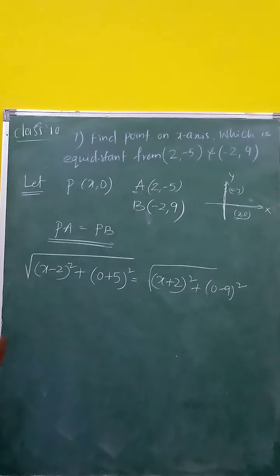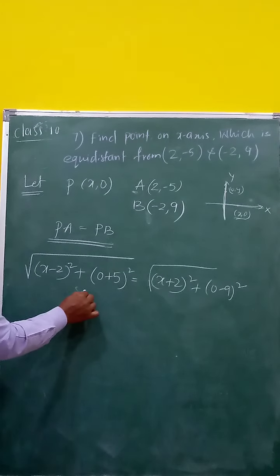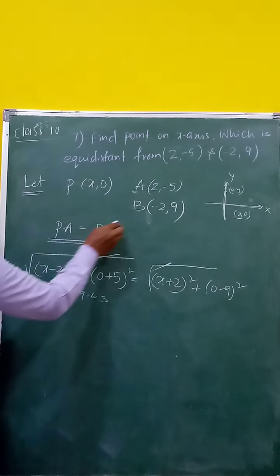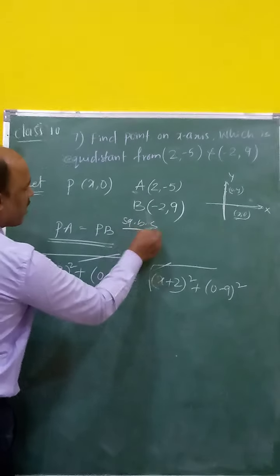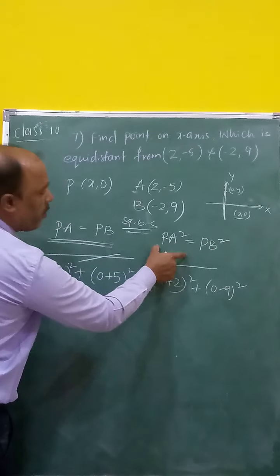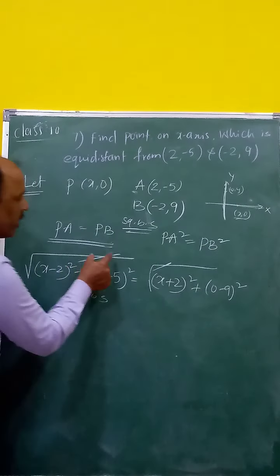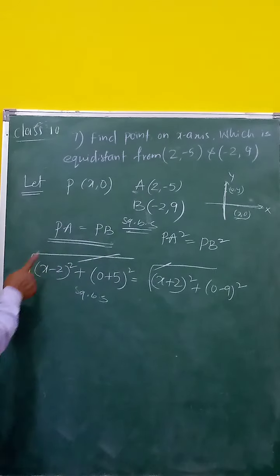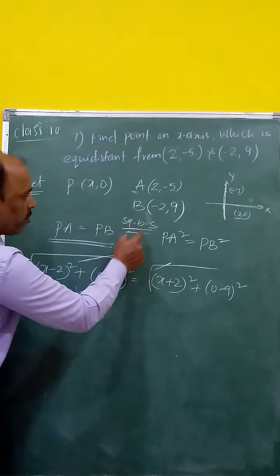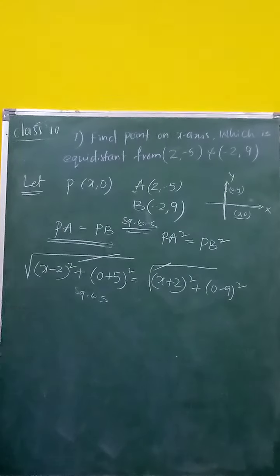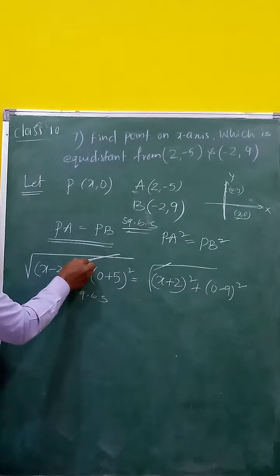Okay. Now squaring on both the sides. The roots cancel. Otherwise, before also you can do it: directly squaring on both sides, you can write PA square is equal to PB square. If you are writing PA square is equal to PB square, no need to write the root. Remember children, if you are writing PA is equal to PB, we have to apply the root. If directly squaring on both sides, then PA square is equal to PB square, and no need to write the under root.